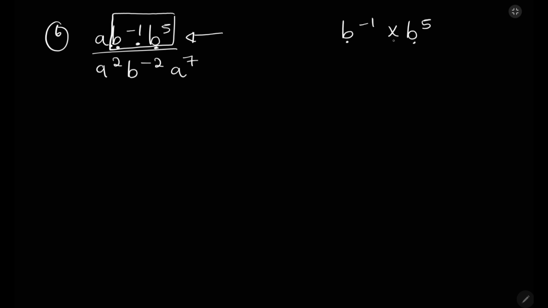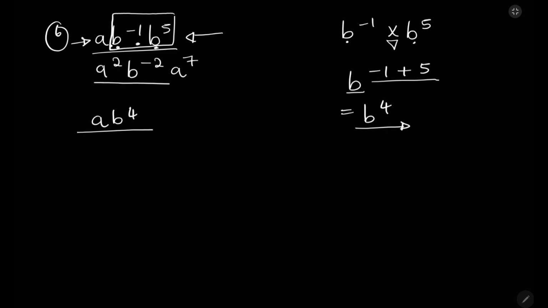You have the same bases that are multiplied. What do you do to the exponents? You add them. Remember your laws of exponents. Do not forget them. Please make sure that you constantly remind yourselves of the different laws. So you write down your base b. You have negative 1 plus 5. What is negative 1 plus 5? It's 4. Verify with the calculator. So that means in the numerator we just have a. So you write down our a. Then we simplified our b to the power negative 1 times b to the power 5, which is b to the power 4.